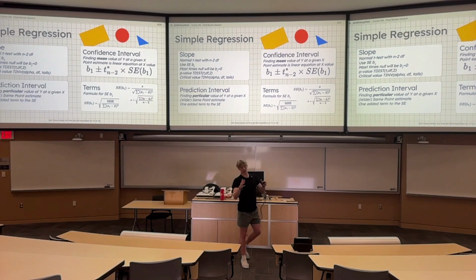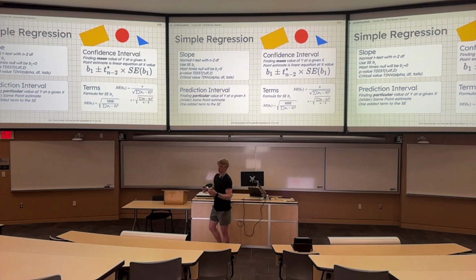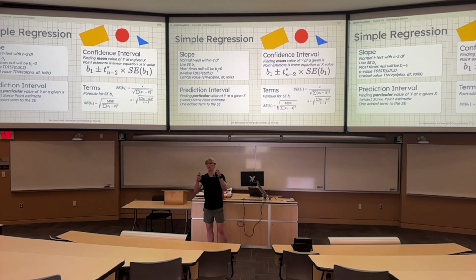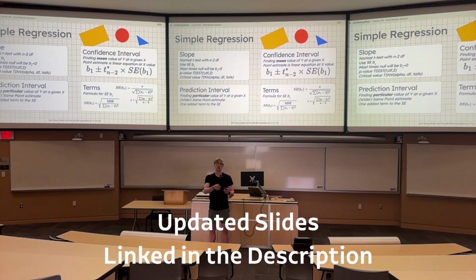So basically your point estimate is just you're going to plug in that value of x into your linear equation. You'll be using a critical value with n minus 2 degrees of freedom, and you'll multiply that by the pre-calculated standard error of the slope. That'll give you your mean, sorry, there's a mistake there.